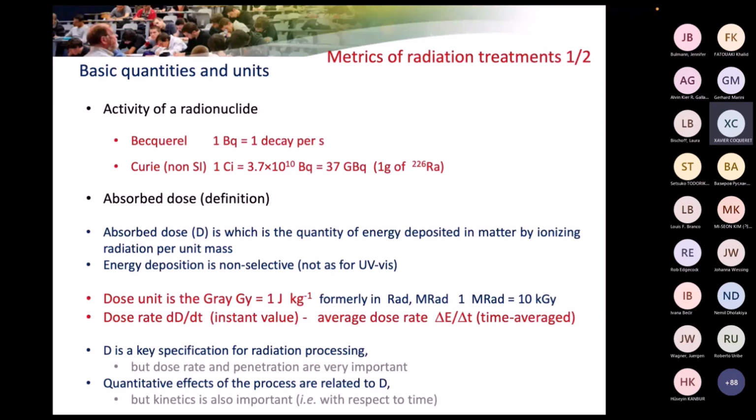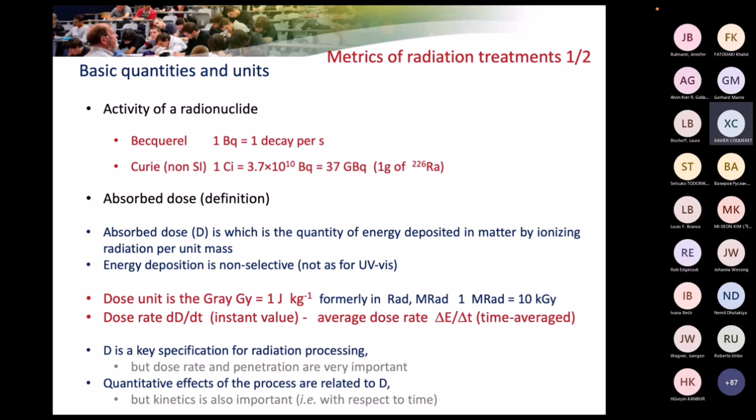So the dose unit is the gray. A gray is defined as 1 joule of radiation absorbed per kilogram of matter. Formerly, the unit was the rad or the megarad. The conversion being that 1 megarad is equal to 10 kilogray. One has also to take into consideration the rate at which the dose is deposited in matter, and we speak about the dose rate, dD over dt, which has to be considered as an instant value, and especially one has to consider the peak value if you have a pulsed irradiation source.